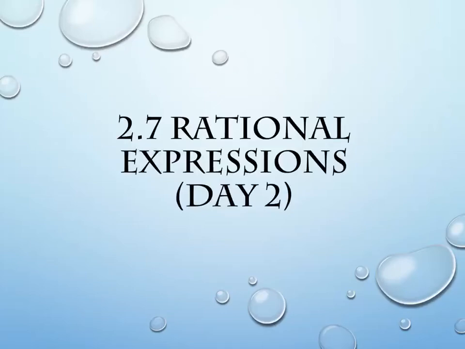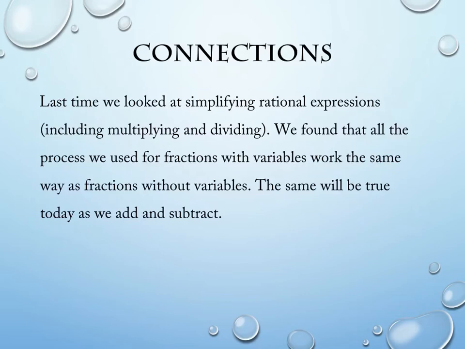All right, so today we're going to take a look at section 2.7. We're going to be looking at more information about rational expressions. In particular, last time we looked at simplifying rational expressions and we did multiplication and division. And we found that the process that we use for fractions with numbers earlier on works the same with and without variables. It doesn't matter whether there's variables. We still try to get pieces to cancel out, to reduce in much the same way.